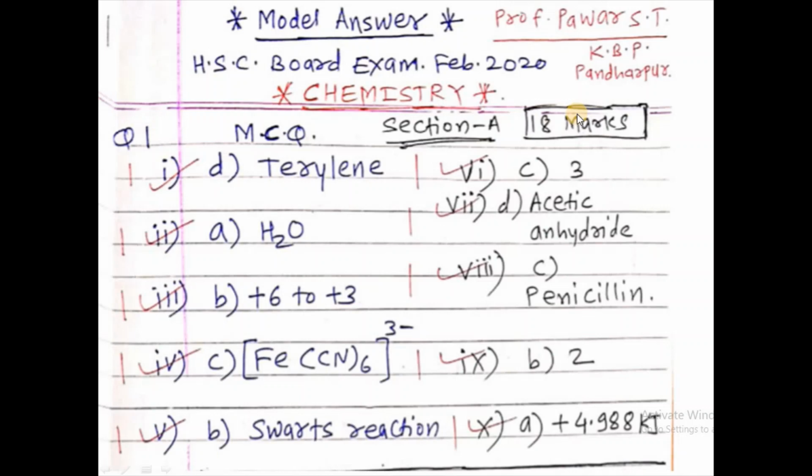Section D contains question number 27 to question number 31, 5 long answer type questions and 4 marks for each question. You have to attempt only 3 questions. Like this, we have to write the answers to each section on a new page. I am saying the answer to each section is started on a new page.